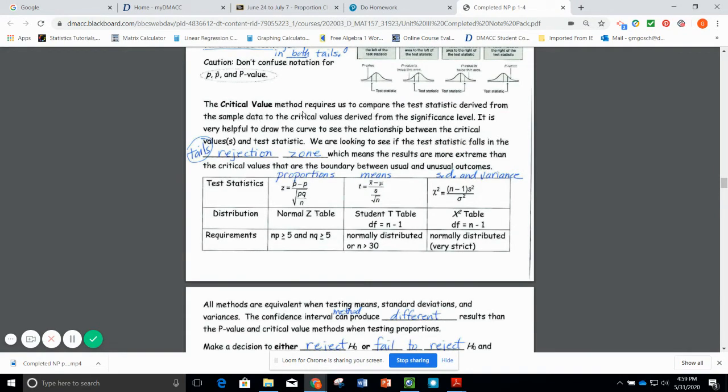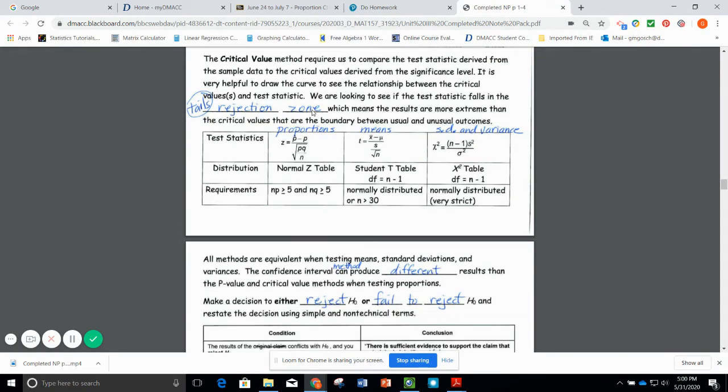Okay, so that critical value method requires you to compare the test statistic derived from our sample data to the significance level or to the critical value. So it's helpful to draw the curve and put your critical value, that z-score that we pulled from page 4 of your notes, I believe, comparing that critical value to the test statistic. Put them on a curve together and see which one's more extreme. If the test statistic is more extreme than the critical value, it's in that rejection zone, which means you would reject the null hypothesis. You have something unique there.